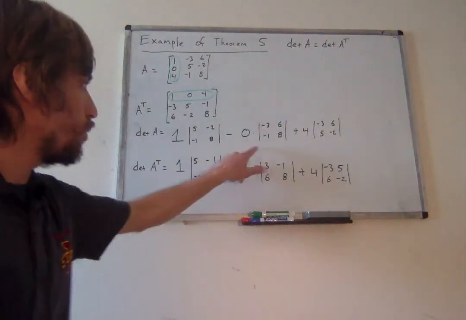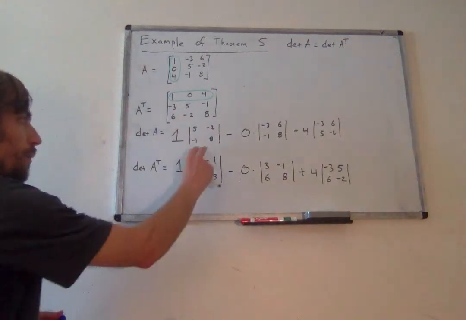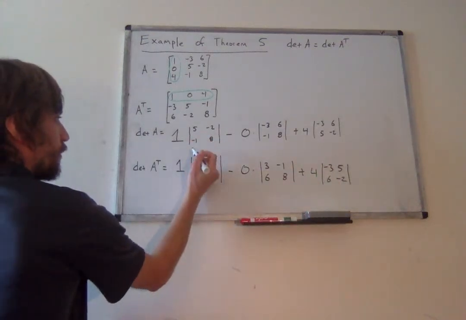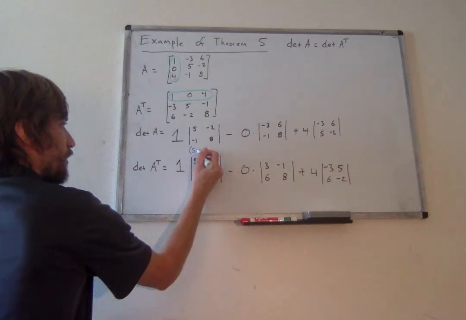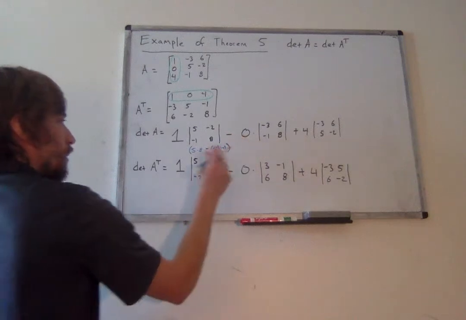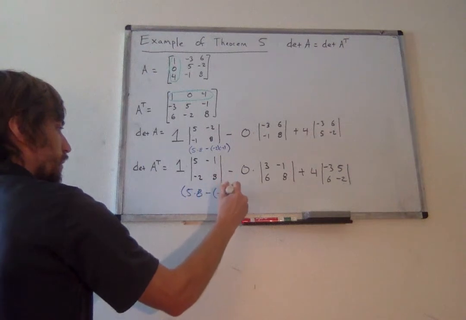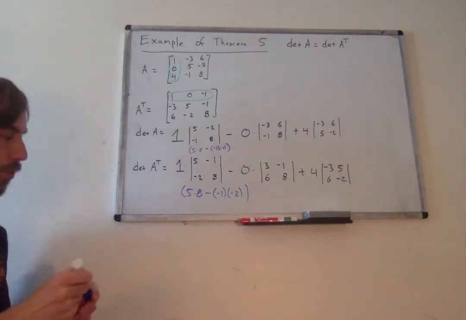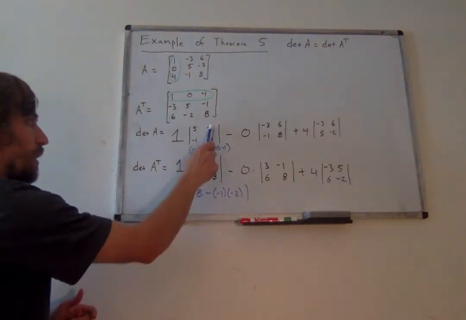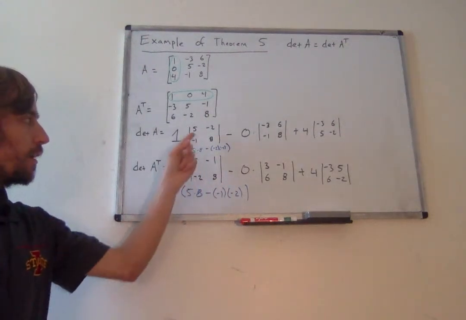Specifically, each of these 2 by 2 determinants are slightly different, but I claim that the values of each of these determinants are the same. Notice for this first matrix, the value of the determinant is 5 times 8 minus negative 2 times negative 1. That's this first one. The second one is 5 times 8 minus negative 1 times negative 2. While the matrices are different, the determinants are the same because the only thing we're switching about these matrices is the order that these non-diagonal entries appear in. And because of that, their determinants will be the same.